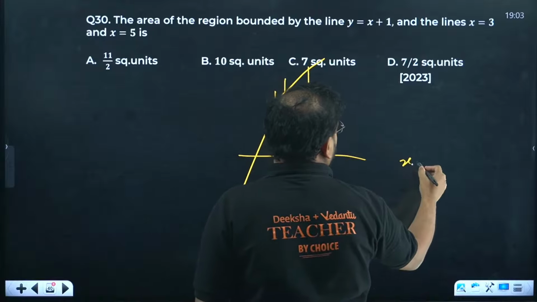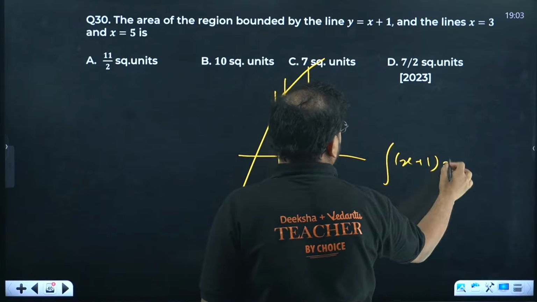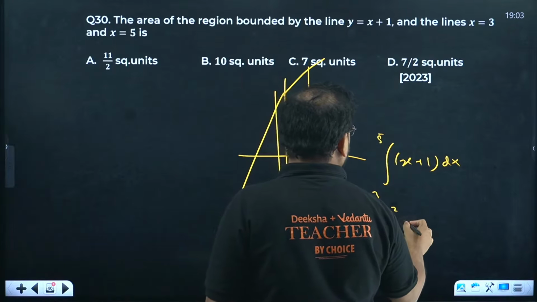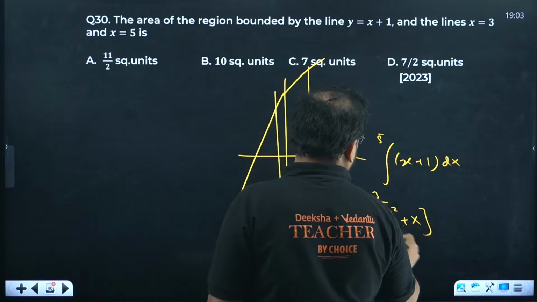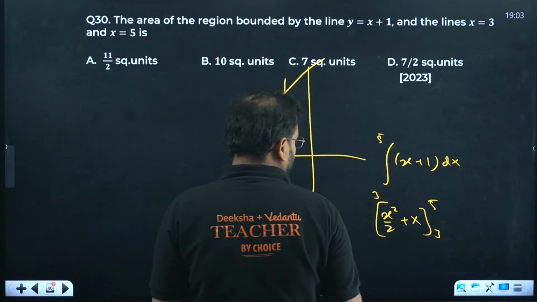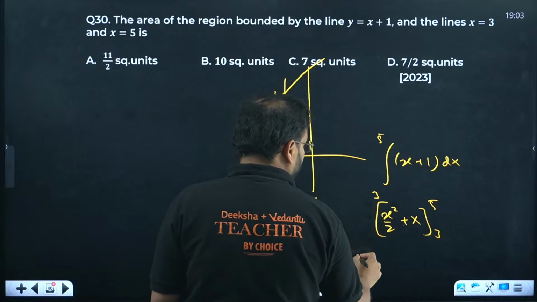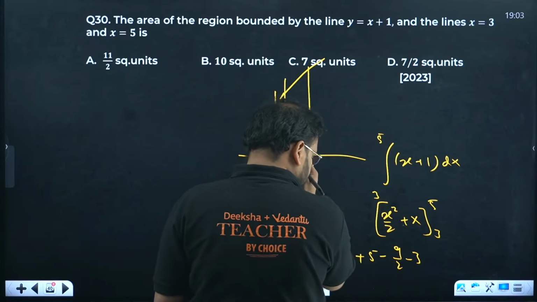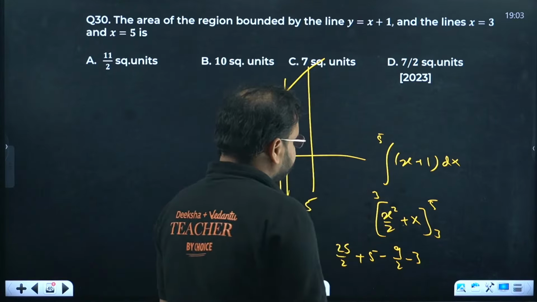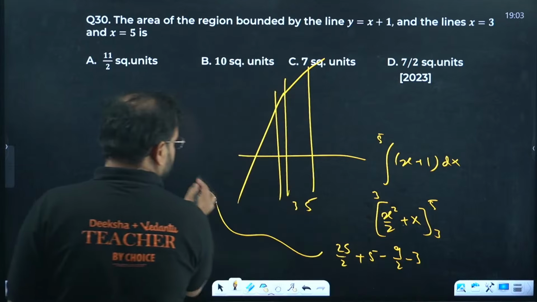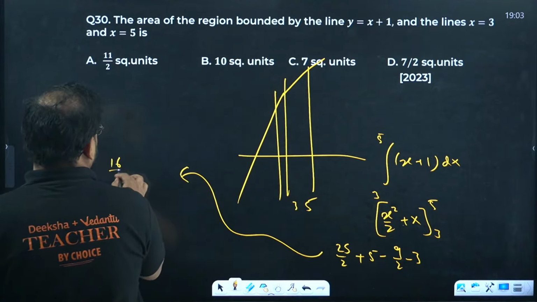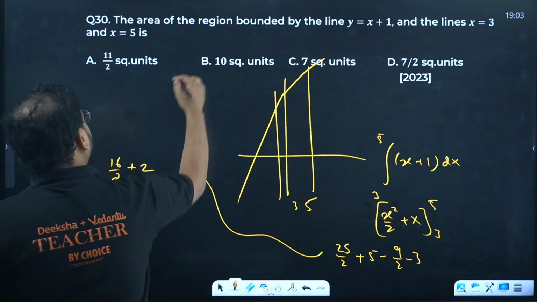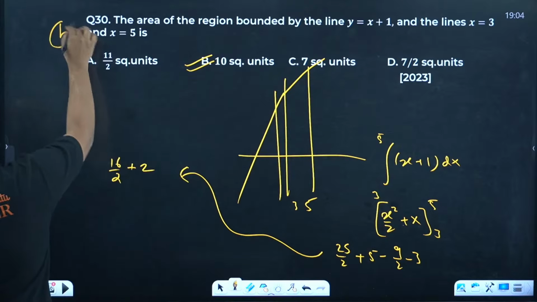So basically, integration of x plus 1, from 3 to 5, becomes x square by 2 plus x from 3 to 5. So we have 25 by 2 plus 5 minus 9 by 2 and minus 3. 25 minus 9 is 16, so 16 by 2 plus 2, which is 8 plus 2, that is 10. B is correct, Chetan sir.